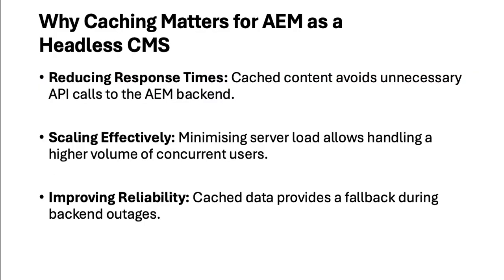Moving on further, let's see why caching is important for us. Caching reduces response time because it avoids unnecessary API calls going to the AEM backend server again and again, and hence response times are better if it is cached. Also with caching, we are able to scale effectively because the server can now handle more concurrent requests. It also improves reliability. For example, if your APIs are cached in Akamai and for some reason your dispatcher goes down, there will be no impact on your website because the content can still be served from the Akamai cache.